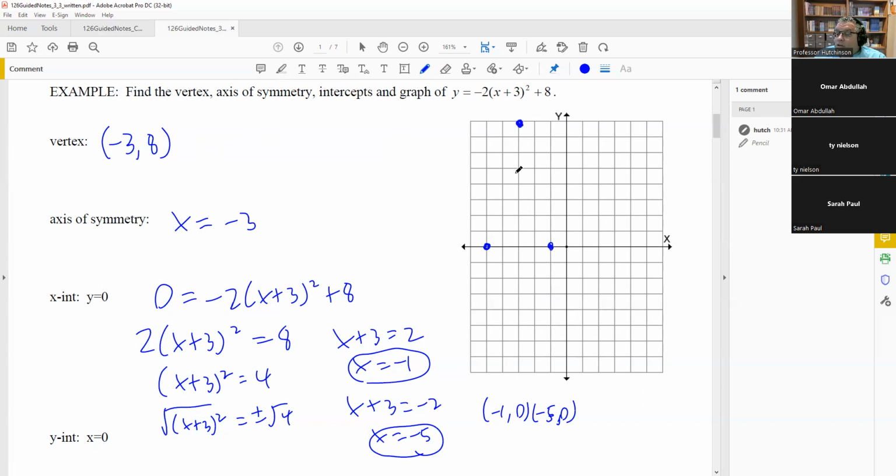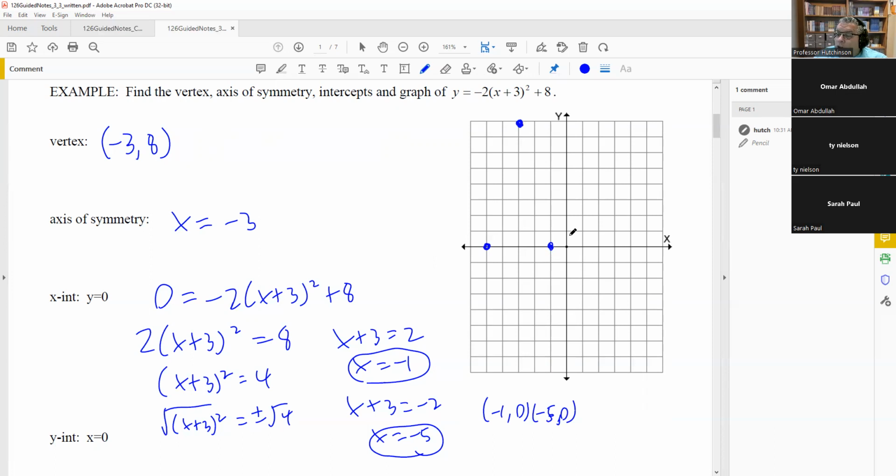If one intercept was 2 away and the other was way over here for some reason, then it's not symmetric, it's lopsided. It has to be the same distance away from the vertex. Again, it's talking about that fold line. If the axis of symmetry is a fold line, then every point on one side of that dotted line will be the same distance on the other side of the dotted line.